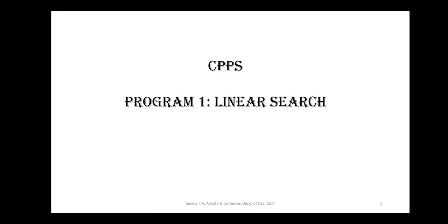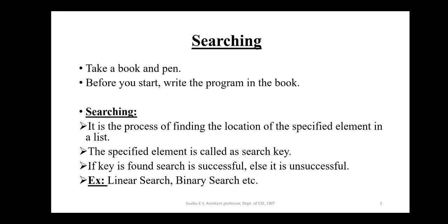An array is nothing but a collection of homogeneous elements. Homogeneous means same type of elements. It starts with 0 and it ends at n minus 1. In this array we can apply a few operations, and one of the operations is searching.